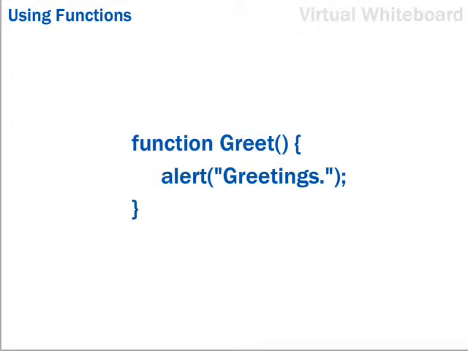The first and last lines of the function definition include braces. You use these to enclose all of the statements in the function. The browser uses the braces to determine where the function begins and ends. Between the braces, this particular function contains a single line. This uses the built-in alert function, which displays an alert message. The message will contain the text greetings.